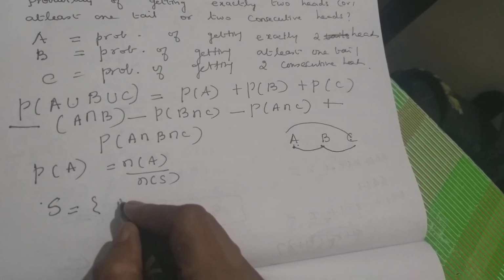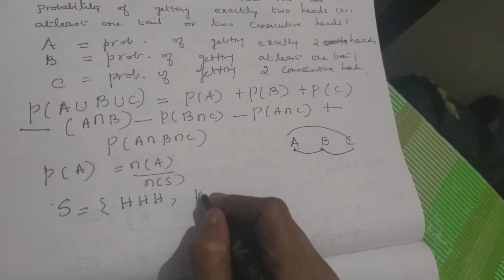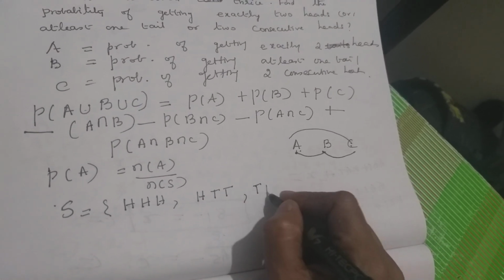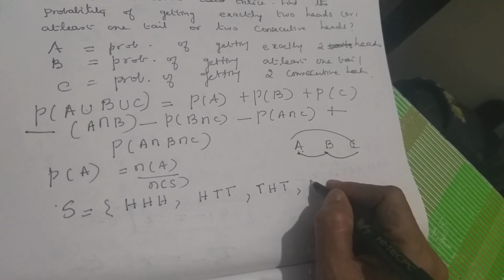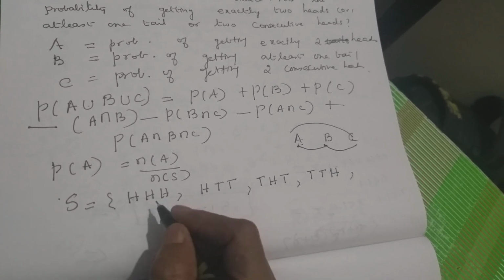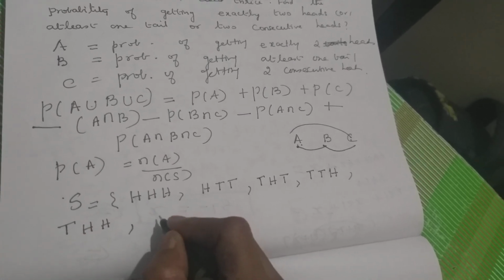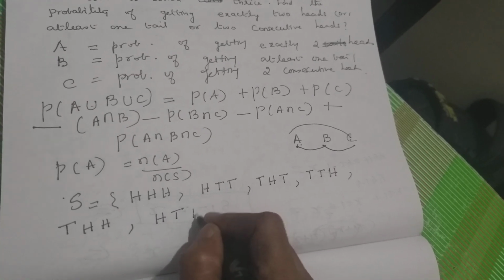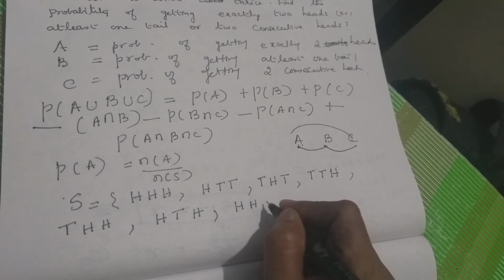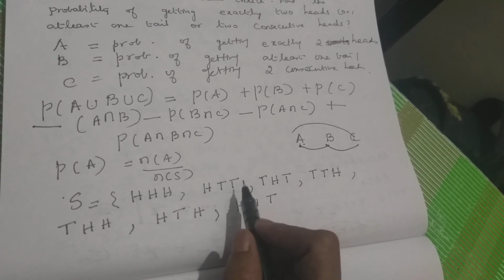I already taught this in one video session. For three coins, take all heads first, HHH. Then two heads and one tail: one tail in front, two heads in the second and third places, then tail in the middle, and then tail at the last place. Then we are taking all three tails.